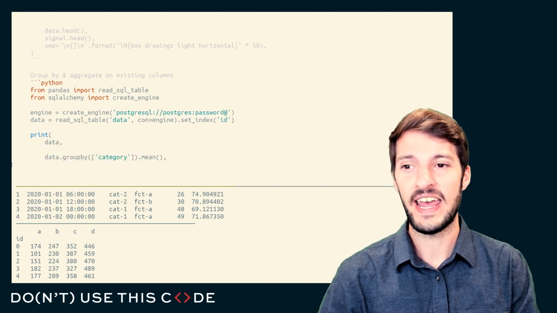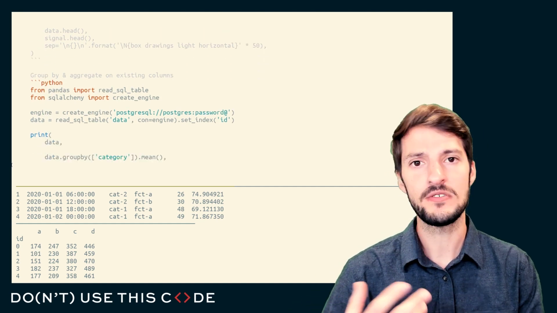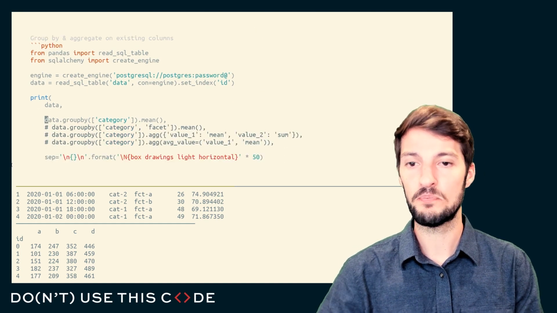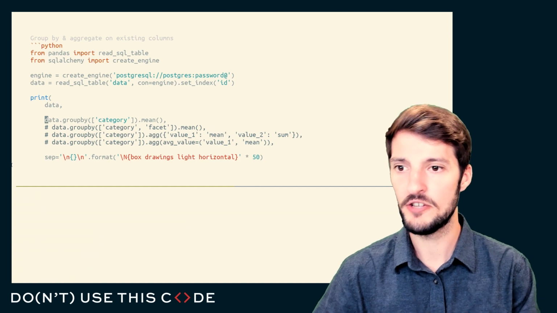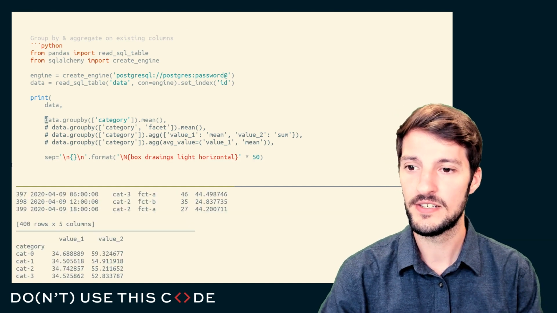How do we group by and aggregate on existing columns? So columns that are already part of the data set. Well, Pandas has this fairly straightforward. You just group by that column, and then you call the aggregation that you want. Nice and simple.